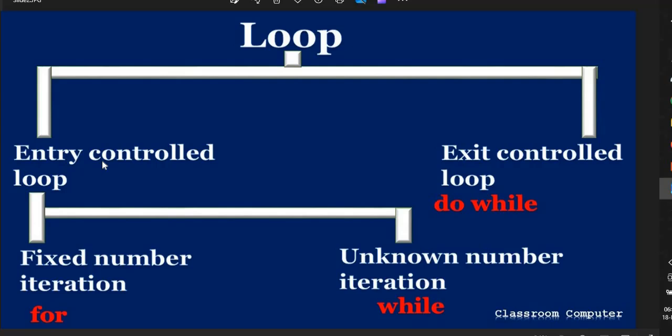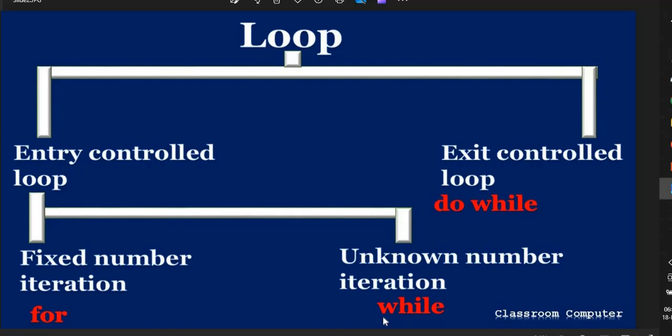The loops that belong to this category are for loop and while loop. But there are some differences between them. For loop is used for a fixed number of iterations. That means we know how many iterations are required for achieving the required answer. Next, while loop is for non-fixed iteration. While loop belongs to this category.